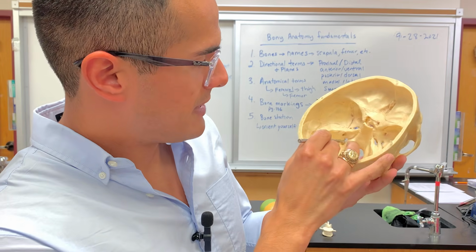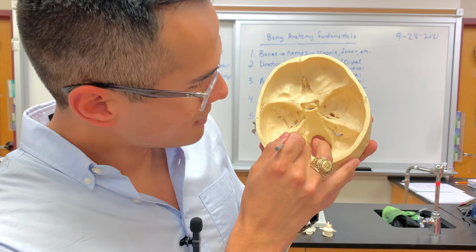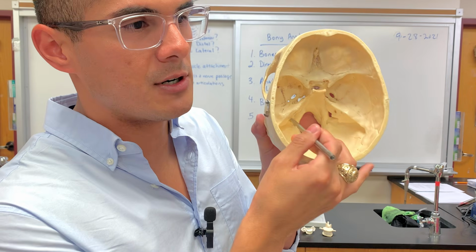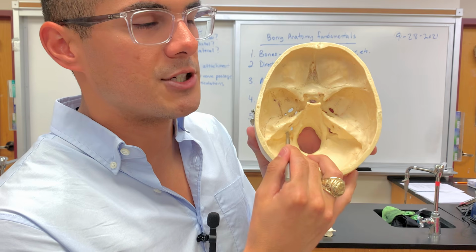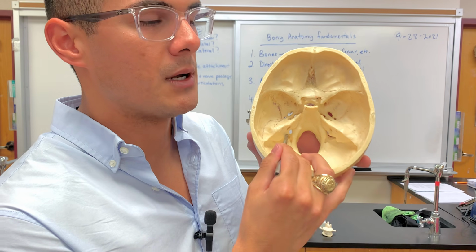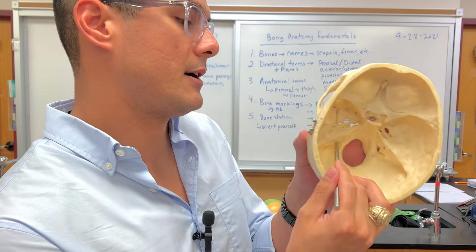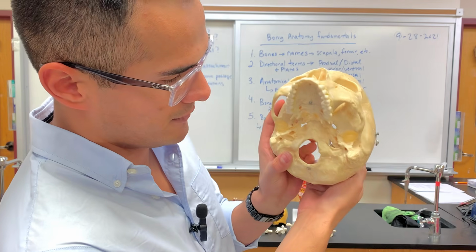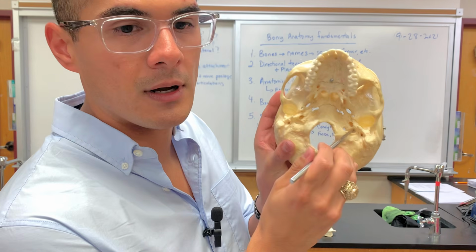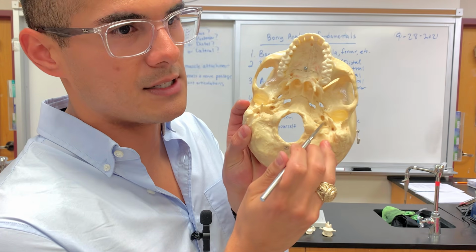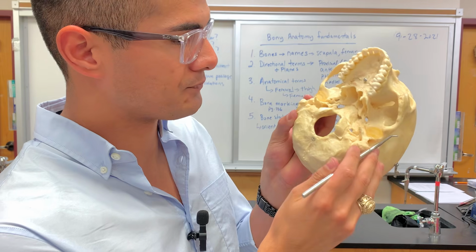So let me backtrack a little bit here. This one that's a little bit larger is what's known as the jugular foramen. Jugular is referring to the neck area. So then you can also see it here from this point of view. So you have the jugular foramen, and then this is what's known as the jugular fossa, right? Because fossa is a depression.